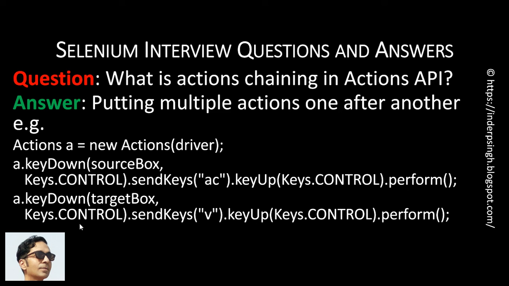Then similarly, send keys Control V, and then release the Control key, .perform. So this is a couple of examples of actions chaining.